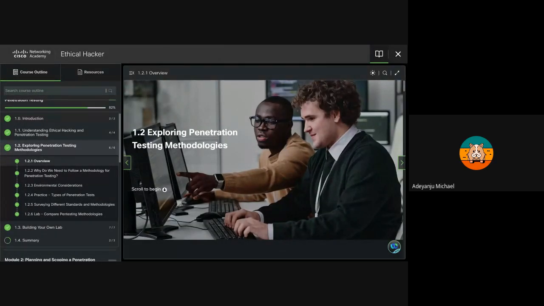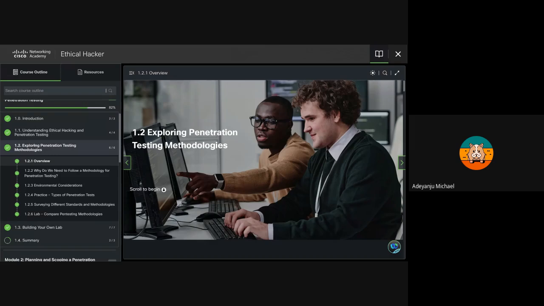No, it's fine. PTES is a methodology. OWASP is a methodology. We have NIST methodologies as well. Basically, all these methods are different, and either way, your unique scenario determines the kind of approach or methodology you want to use.